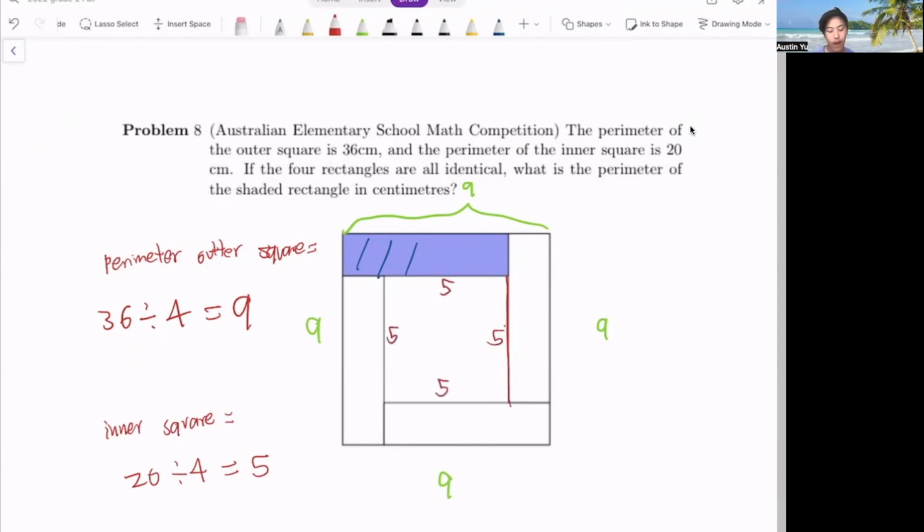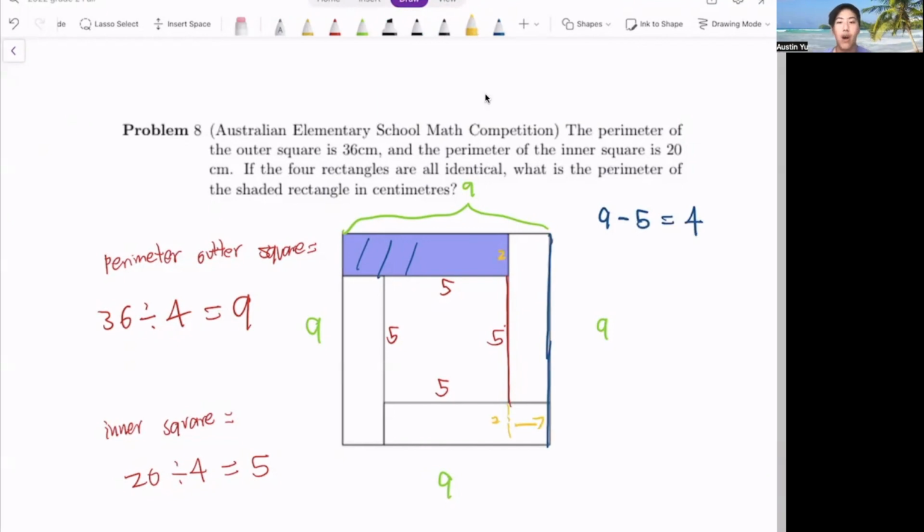Since they are all 5, let's look at the right side now. The entire side length of the outer square is 9, but since we see that the middle square is 5, we can simply subtract 5 from 9. So 9 minus 5 equals 4, and 4 gives us the total width of these two identical rectangles. Therefore, each one would be 2, because 2 plus 2 is 4. So 2 and 2. Now we are given that the width of the 4 identical rectangles is 2.